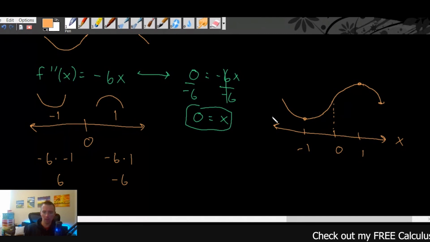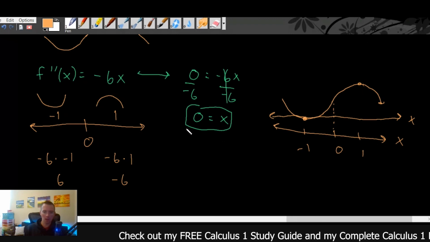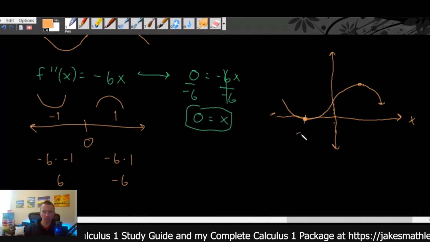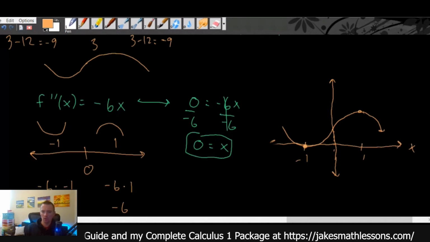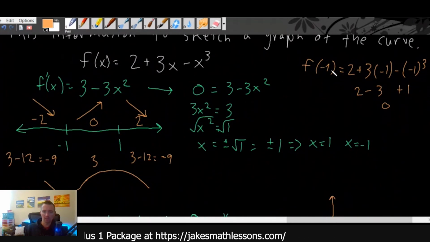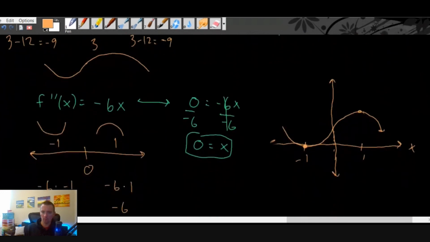So in reality, our x-axis would be right here, going through this point here. And then our y-axis would come up here like this. Here's x equals -1. Here's x equals 1. We could figure out exactly how high this point is by simply plugging x equals 1 into our function. So instead of -1 here, we would do f of 1, which would be 2 plus 3 times 1 minus 1 cubed, which would just be 2 plus 3 is 5, minus 1 is 4. So this maximum here would occur at y equals 4.